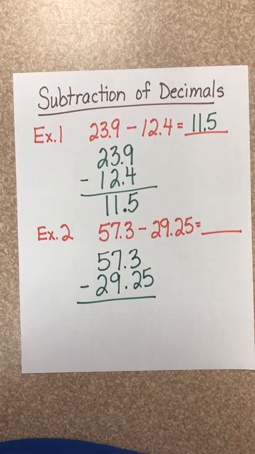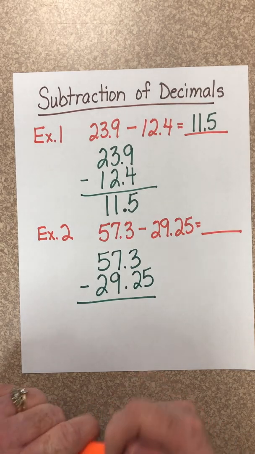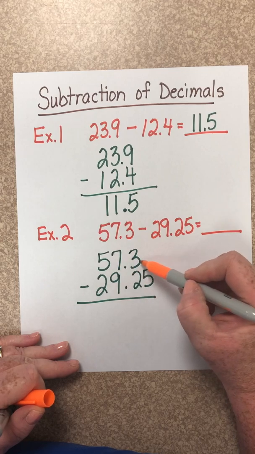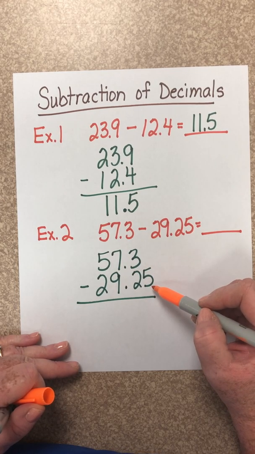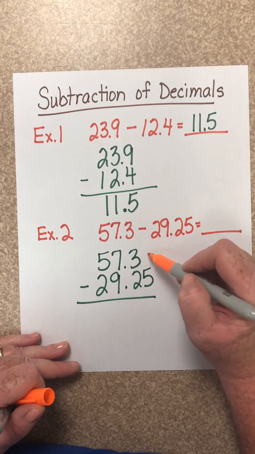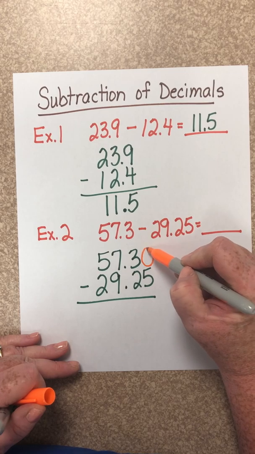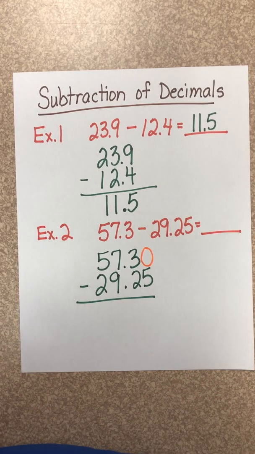But when I look at this problem, I see something that needs to be done. Notice that 57.3 has 3 digits and 29.25 has 4 digits. So we need to go up here and fill in this space with a 0. Very important that we fill in with a 0 when we subtract.